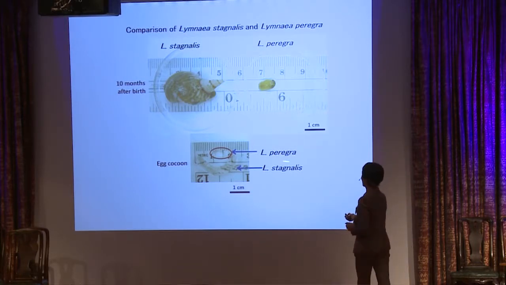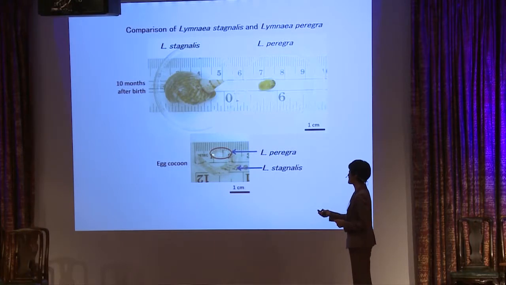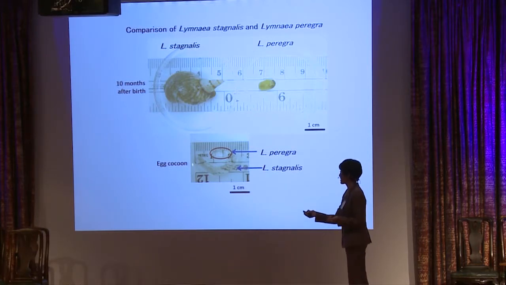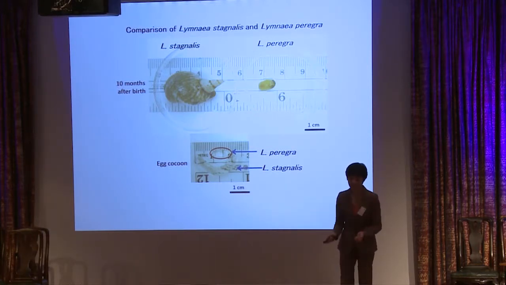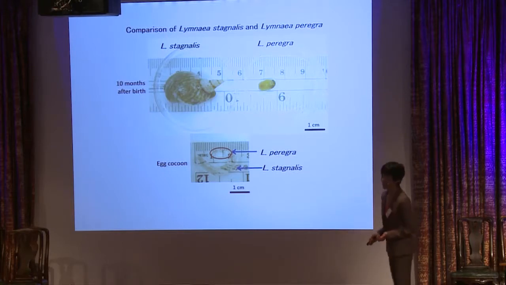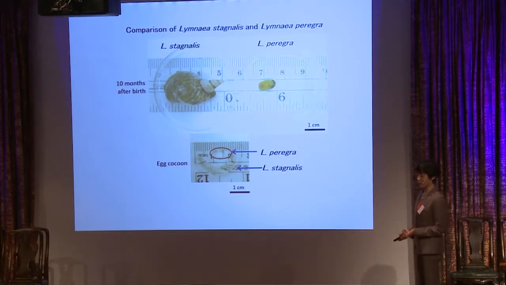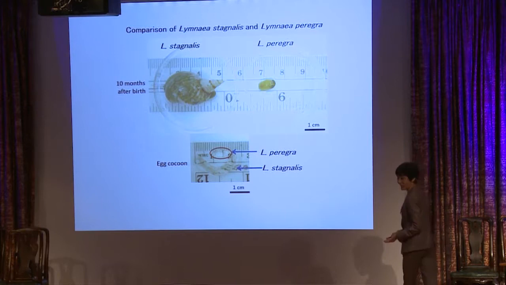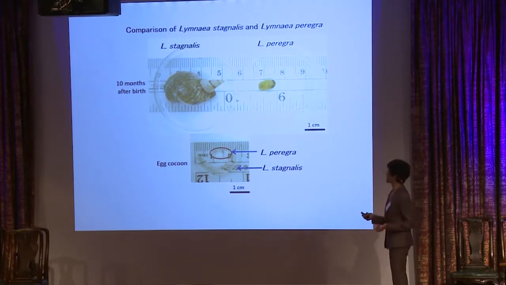And this is the egg, L. peregra's egg. This is the egg cocoon, the egg mass, maybe 20 or 30 eggs in it. This is a stagnalis egg cocoon, maybe 50 or 80 eggs in it. So I decided, I'm not a biologist, perhaps with stagnalis I can do it. And that was a very good choice, actually.